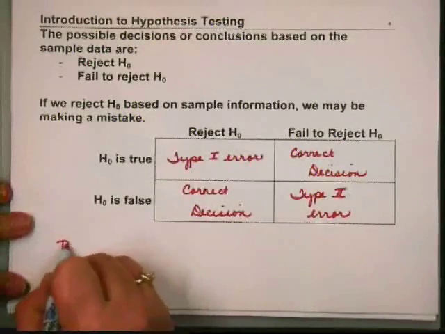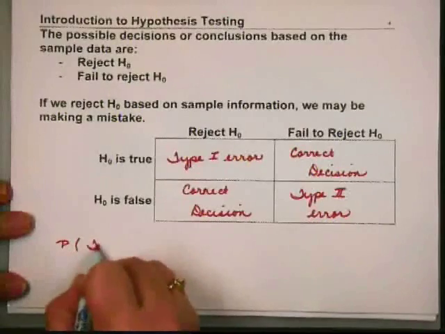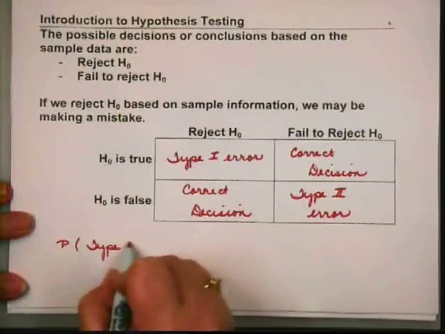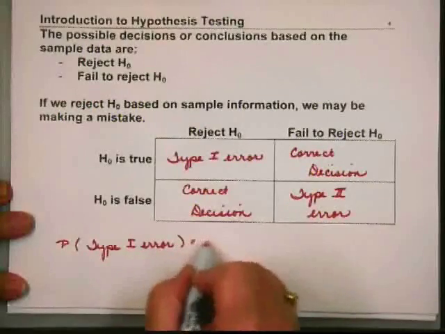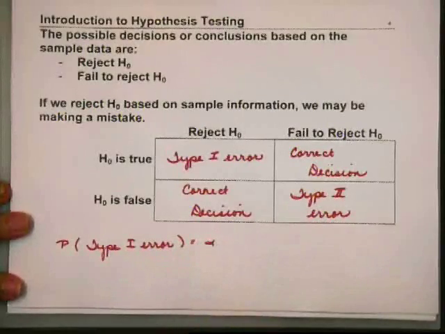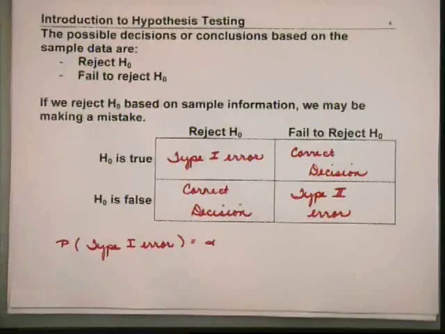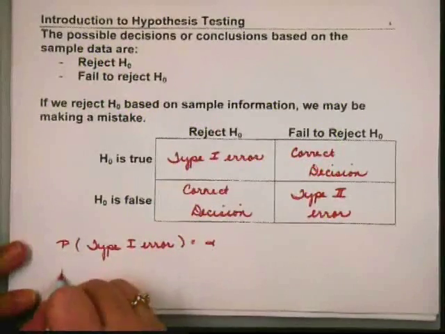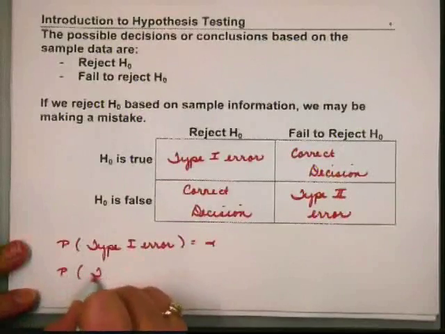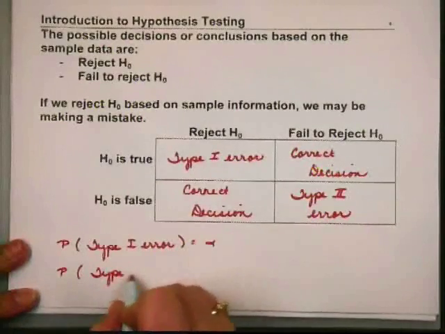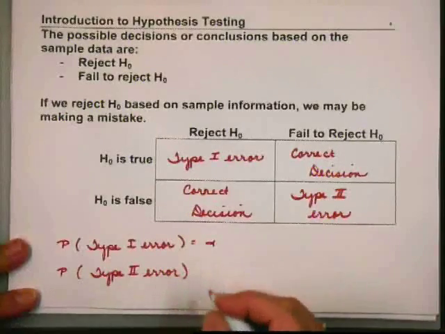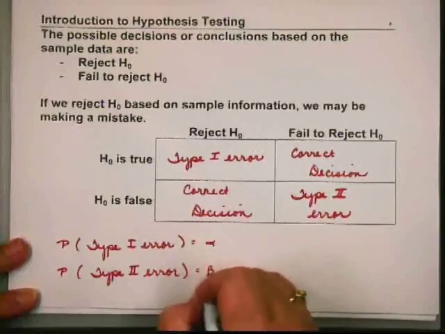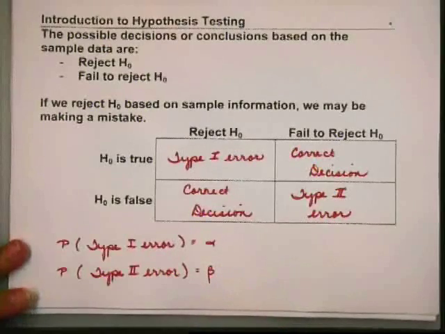Okay, we define some probabilities. The probability of a type 1 error is generally given by the Greek letter alpha. We have control over alpha. The probability of a type 2 error is defined by the Greek letter beta. We have less control over beta.